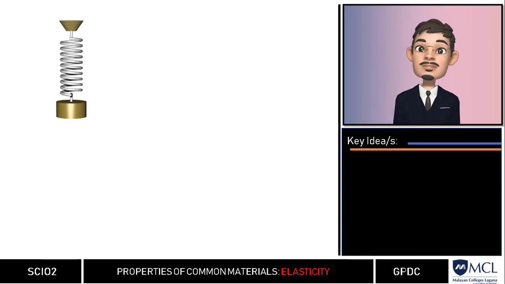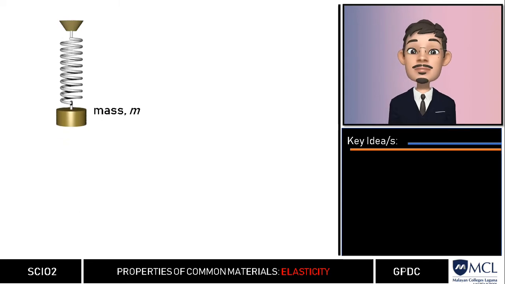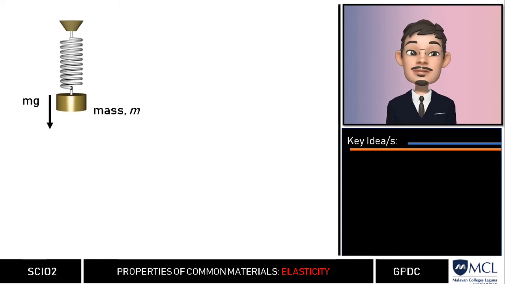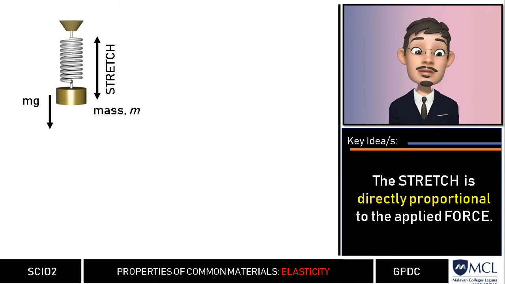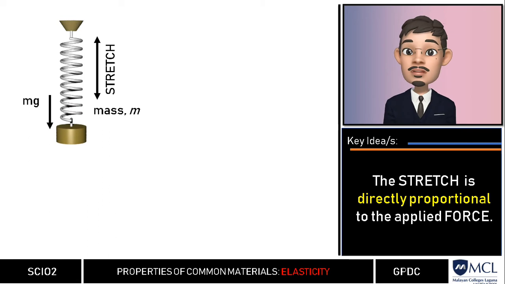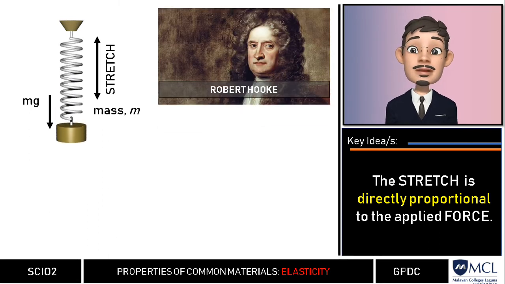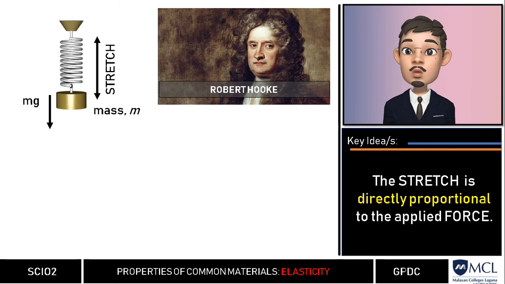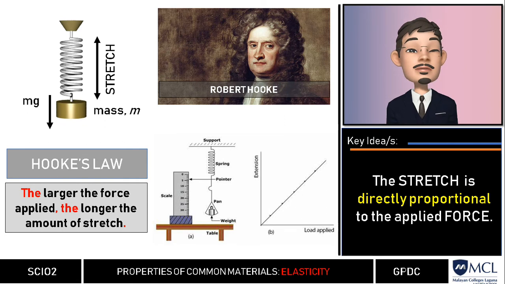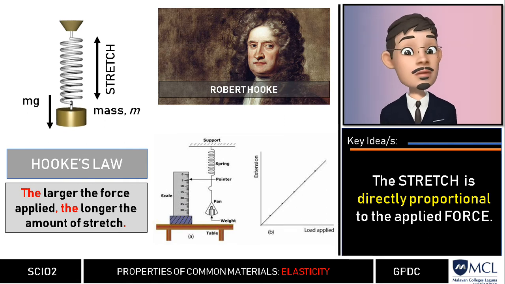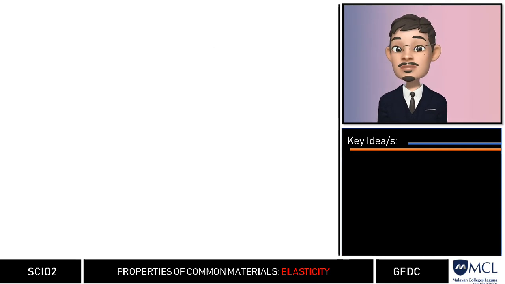Let us go back to the spring example. By hanging a weight on a spring, we are applying a force to the spring, right? It is found that the stretch is directly proportional to the applied force. This relationship was noted by the British physicist Robert Hooke in the mid-17th century. It is called Hooke's law, and it states that the amount of stretch or compression is directly proportional to the applied force. Let us apply this law in a question.